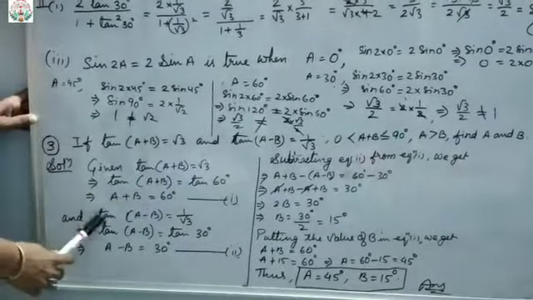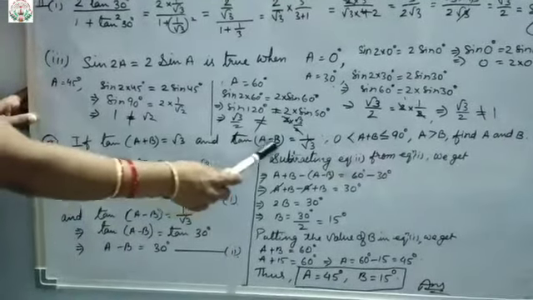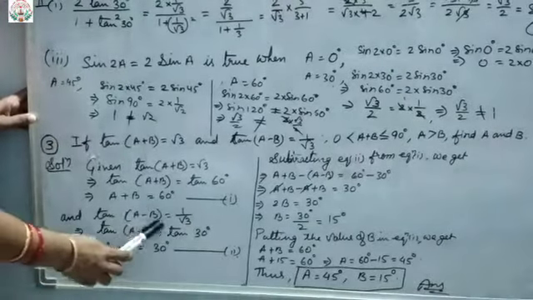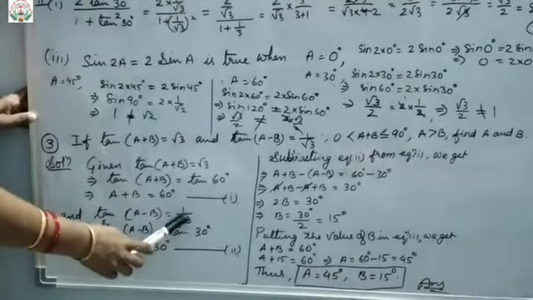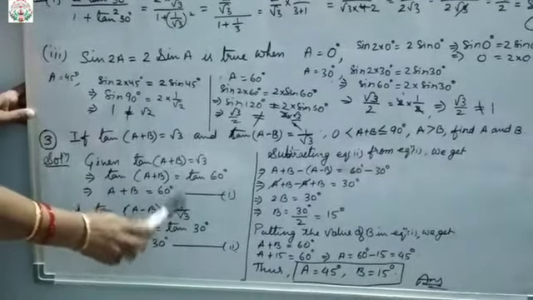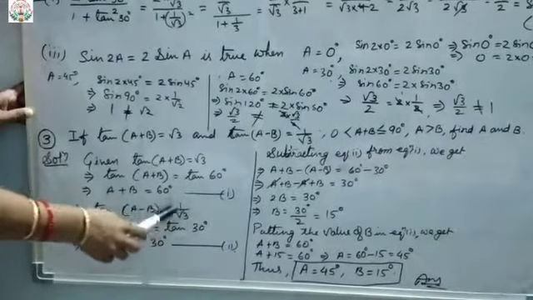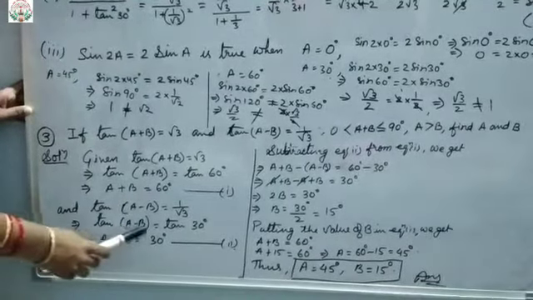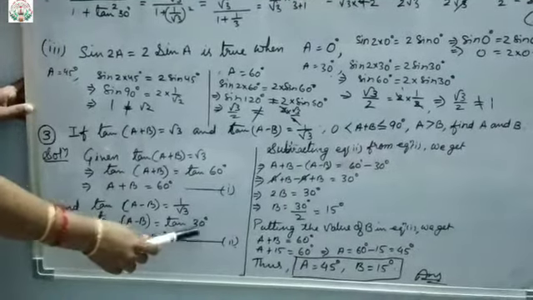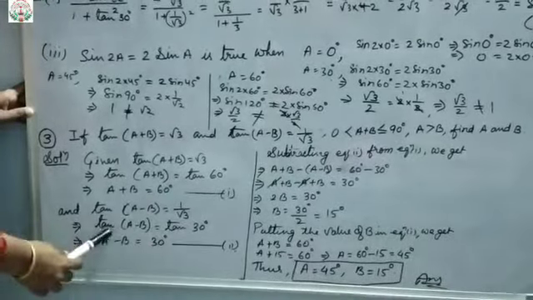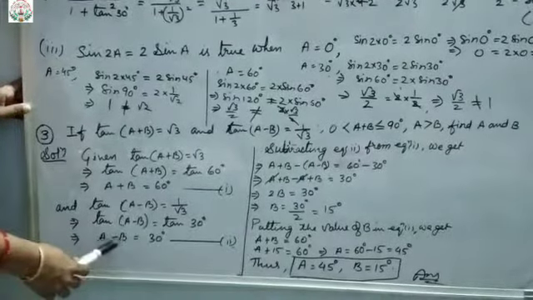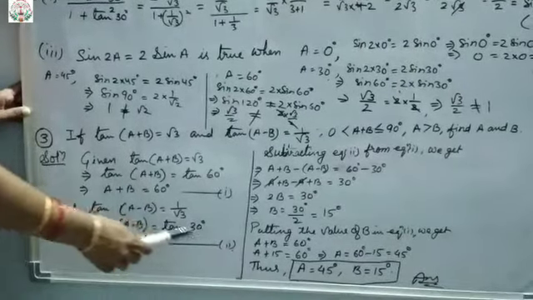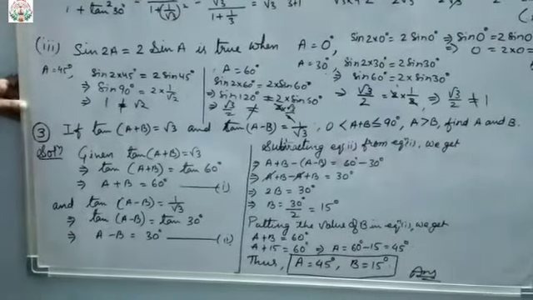Now second one is what, and what else is given? Tan(a minus b) equals to 1 upon root 3. Now tan of which degree gives you 1 upon root 3 value? That is tan 30. So tan(a minus b) equals to tan 30. Both sides tans are there, so that will be removed. A minus b equals to 30 degree. So second equation. Now first equation, second equation we got.